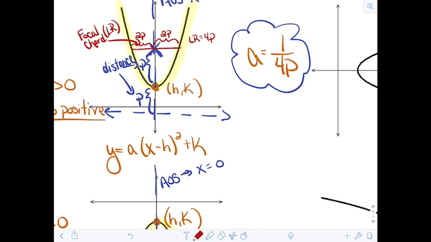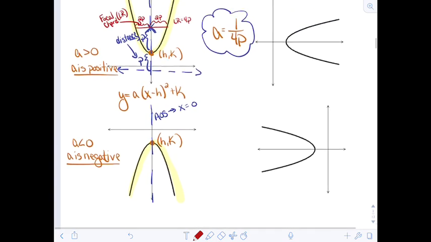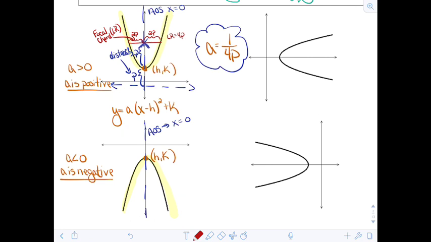Okay, so now we're going to label these other parabolas and try to reinforce some of these concepts and the parts of them. So let's look at the one that opens down, the negative. HK is my vertex, x equals 0 is my axis of symmetry. My focus is now inside the parabola, which means it's below the vertex. And my directrix is going to run along the outside of my parabola above the vertex. The distance from the vertex to the focus is p, and the distance from the directrix to the vertex is also p.